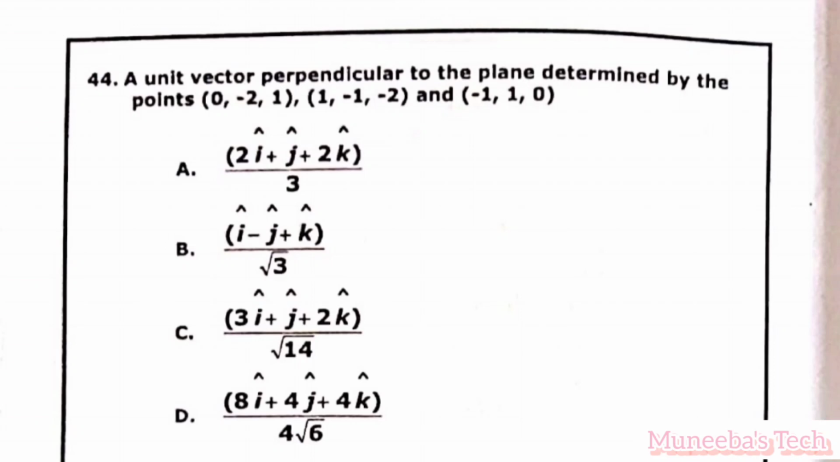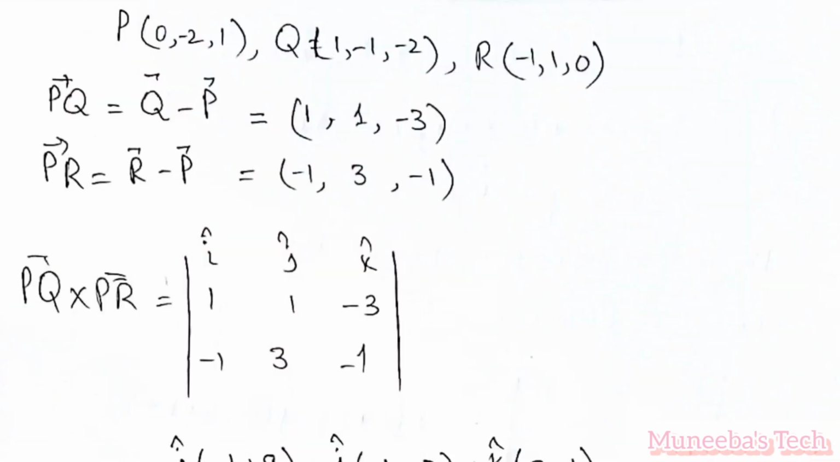Question 44. A unit vector perpendicular to the plane determined by the points. You can check the given points 0, minus 2, 1 and 1, minus 1, minus 2 and minus 1, 1, 0. Option D is correct. Now we check its solution.